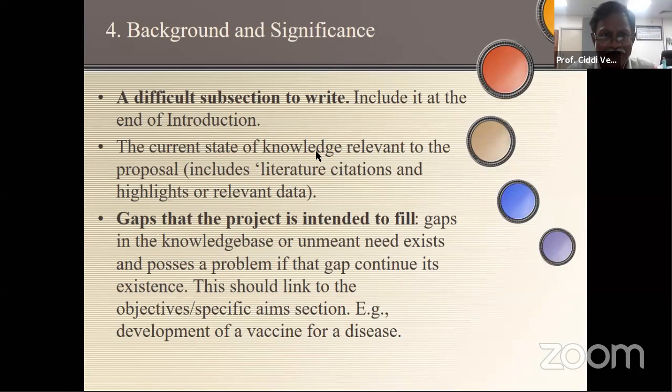Now, coming to the background and significance, it is a difficult subsection to write, but include it at the end of the introduction section. The first thing is to state the current state of knowledge relevant to the proposal, with literature citations, highlights, and relevant data. For example, if you are trying to do a protein estimation, and the protein estimation is done by the Bradford method, which was published in 1934.